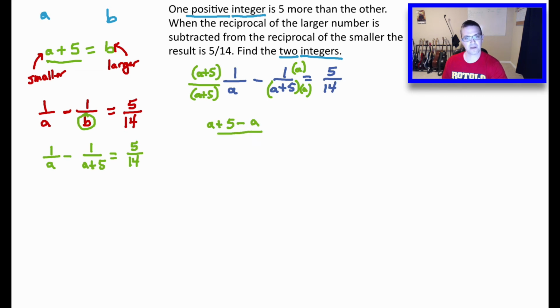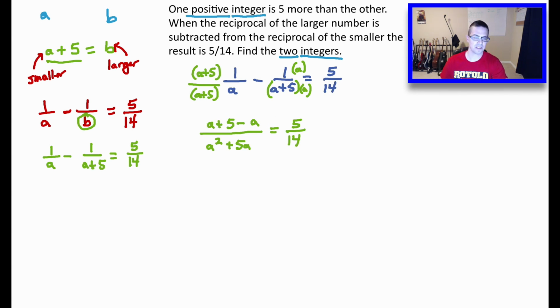Now the denominator for this is all the same. It's all this A times A plus 5, A times A plus 5 right here. So it's just going to be this A squared plus 5A once you distribute A times A times 5. A squared plus 5A is equal to 5/14. Okay, let's simplify. We have this A minus A up top here.